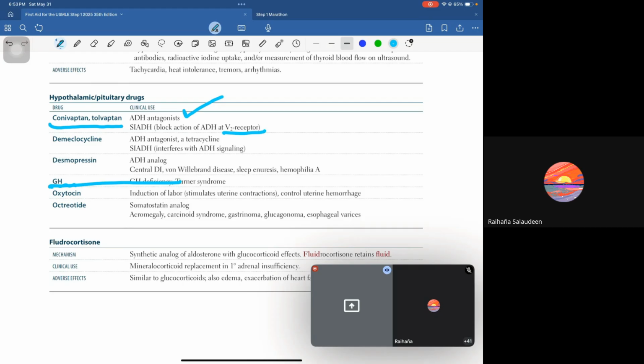Now, we can use demeclocycline as well. It is an ADH antagonist as well. What is different here is that this is a tetracycline, right? This is a tetracycline, and it's gonna act on both V1 and V2 as well. And desmopressin is an ADH analog, and we have discussed in detail where desmopressin acts, right?